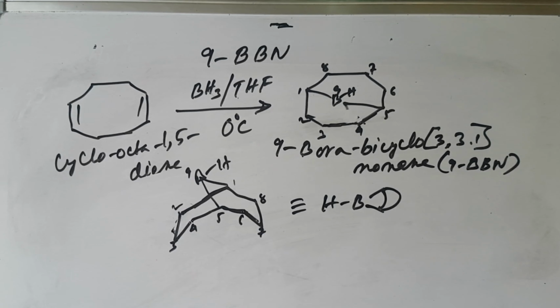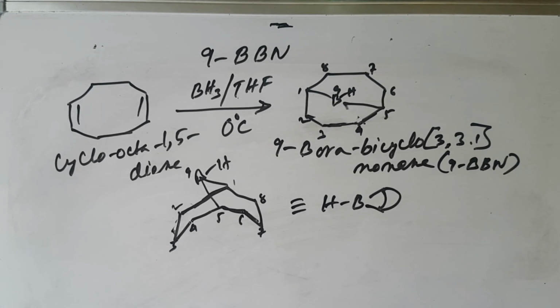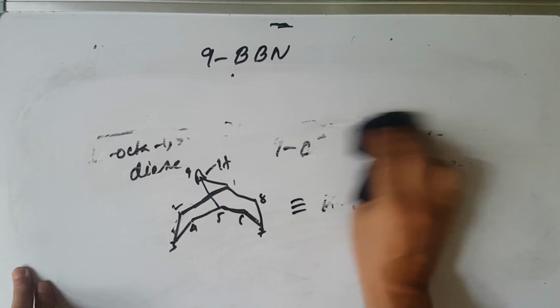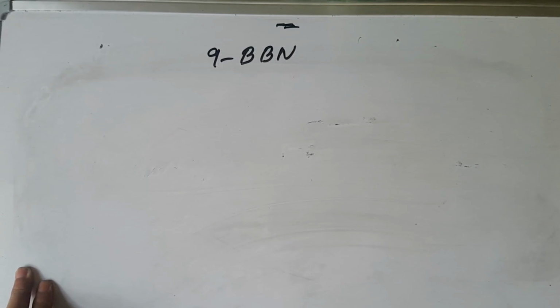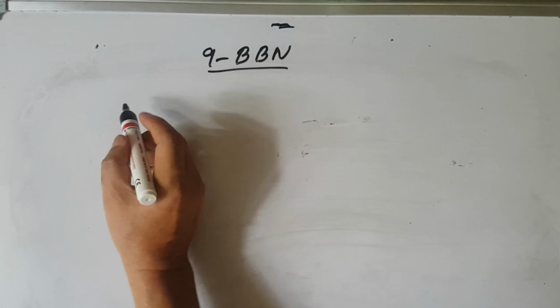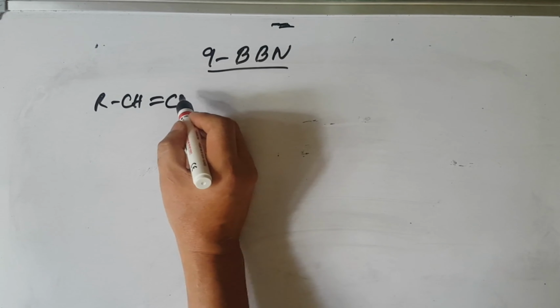So this 9-BBN can be used for many reactions like earlier cases. Boron can attack, and reduction takes place. So I will write one by one the reactions of 9-BBN. First one is reductions with 9-BBN. 9-BBN can react with any alkenes like earlier cases, so hydroboration takes place.